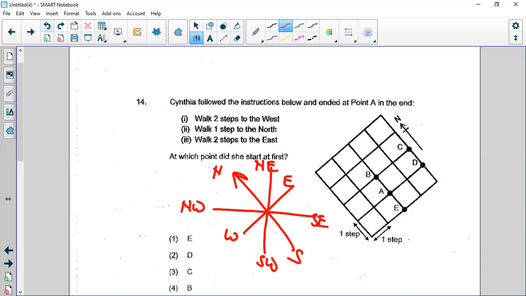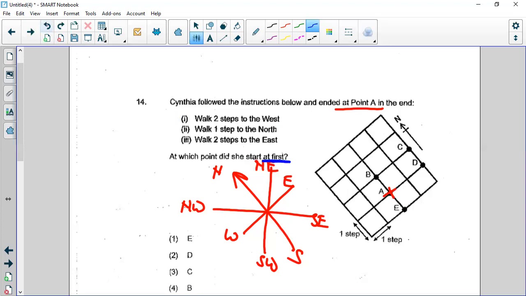Then look at the question. Cynthia followed the instructions below and ended at point A. So she was here in the end. So she walked 2 steps to the west, and so on. So what point did she start at first? Now, this is working backwards already. So when you want to find where she started at first, you work backwards. So where do you start? Do you start from here and work backwards? You don't start from there. I think some of you start from there, right? Wrong already.